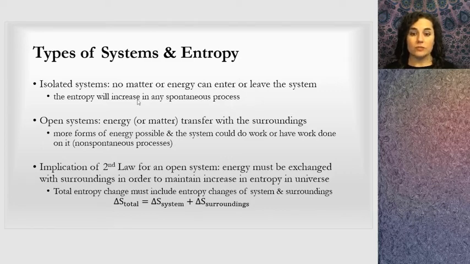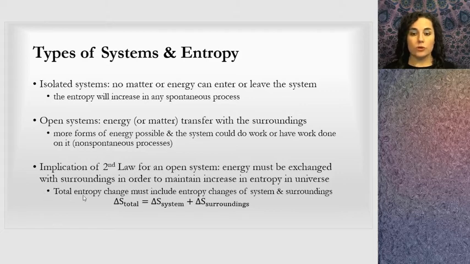However, if the system is open, such that energy or matter could be transferred into or out of the system, and we're including the surroundings, then more forms of energy are possible and the system could do work or have work done on it. So we're getting an energy exchange with the surroundings. An implication of this open system for the second law is that energy must be exchanged with the surroundings in order to maintain an increase in entropy in the whole universe.